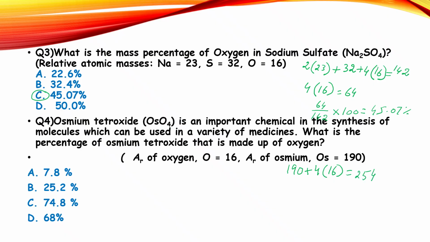254. Now there are 4 atoms of oxygen, so mass in grams of oxygen will be 16 multiplied by 4 is equal to 64. Now we'll apply the formula. 64 divided by 254 multiplied by 100. The answer comes out to be 25.2%. So our answer is option B.